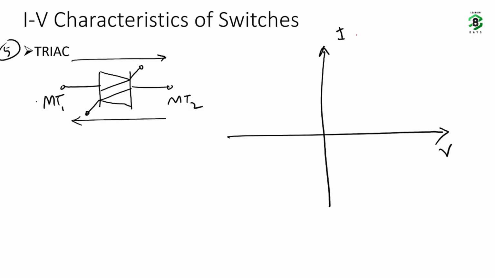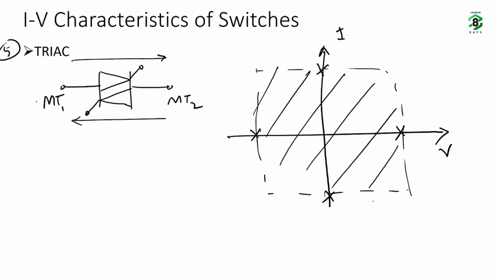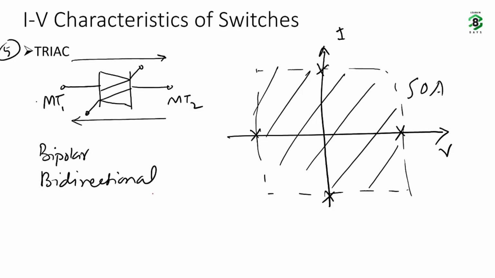This is the voltage-current characteristic. It is bipolar, meaning both polarities, as well as bidirectional. The entire four quadrants are the same operating area. So it is a bipolar, bidirectional, fully controlled switch.